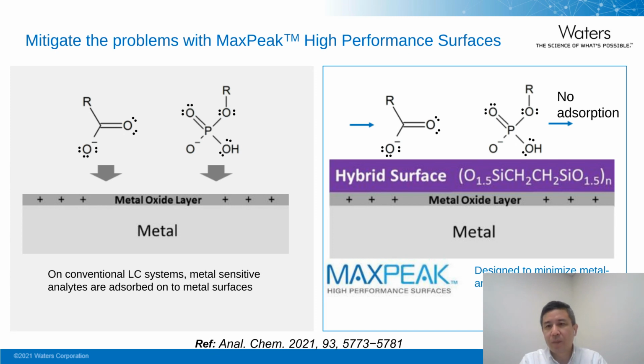This material, the hybrid surface material, actually has a chemical composition similar to the base materials used in the BEH column. It has ethylene-bridged siloxane materials, and it's more hydrophilic than the PEEK material, so it's less prone to hydrophobic adsorption.